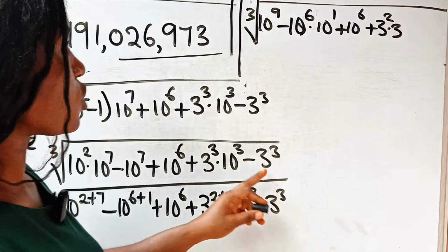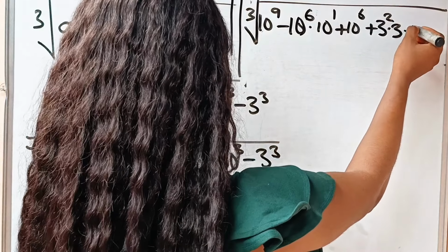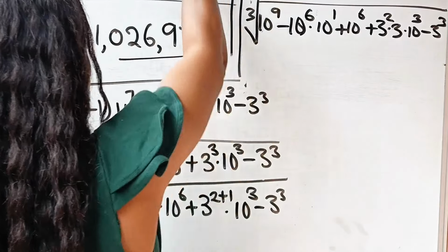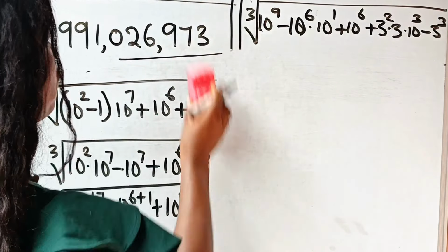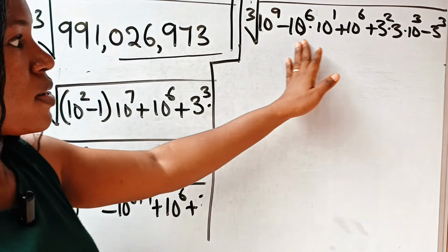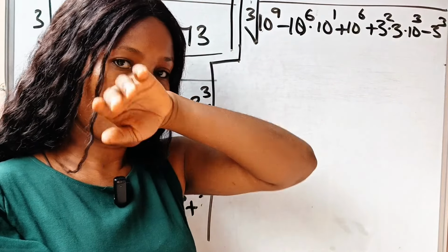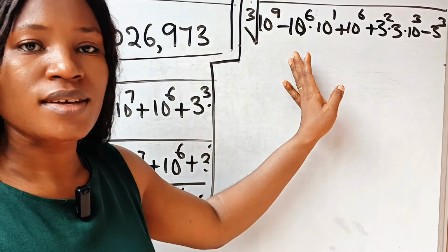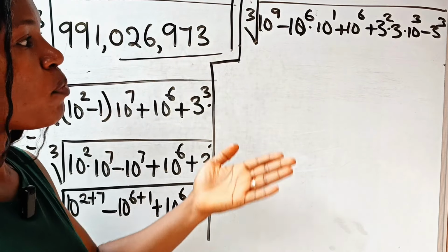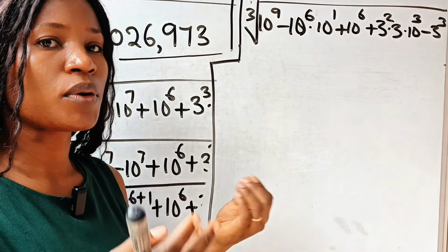Then multiply by 10 to the power of 3 minus 3 to the power of 3. Okay, moving forward, remember our intention. We want to express this as a cube. Alright? Yeah, I know it's not easy, but we can do it. Yes. So once we keep looking at it, we keep seeing how to go about it.